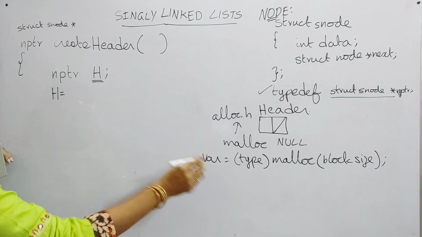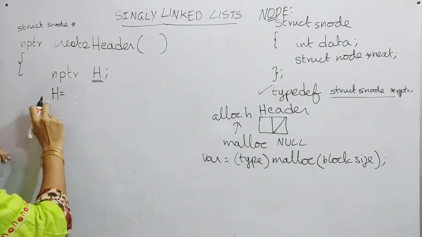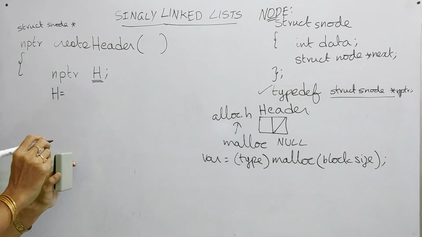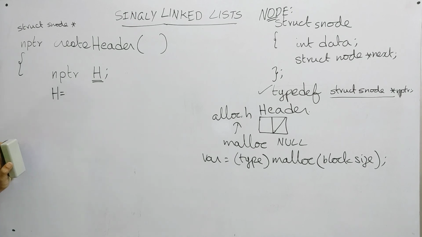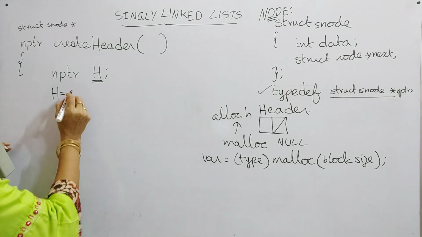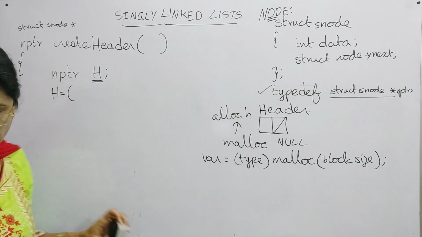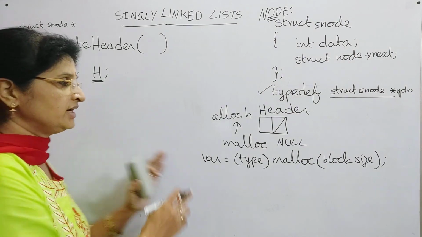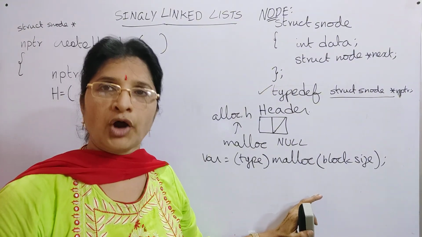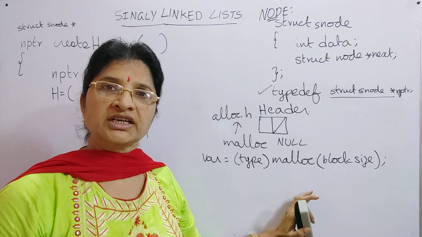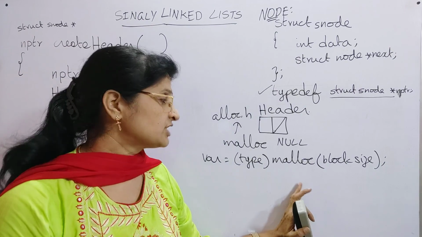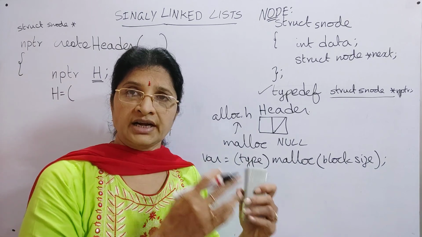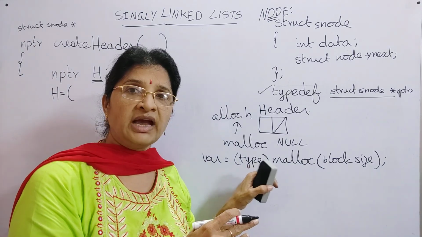H is the variable, so for H I should get the address of this particular node. H is the address, and first of all I have to do the typecasting. The malloc function returns a void pointer. This void pointer must be converted to whatever data type you want. That's why typecasting must be done.